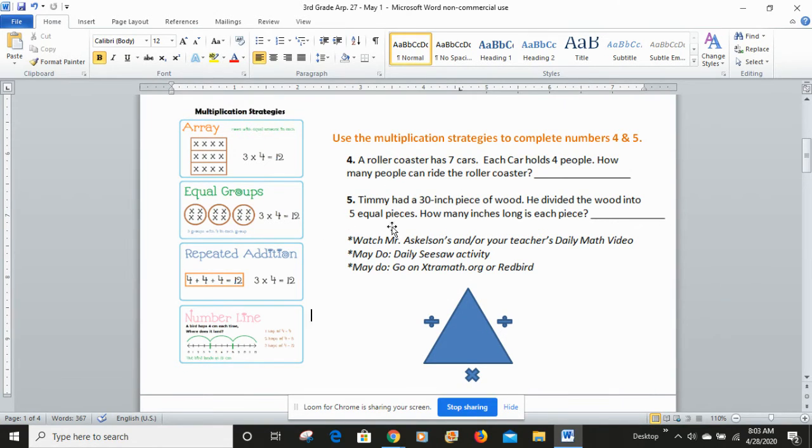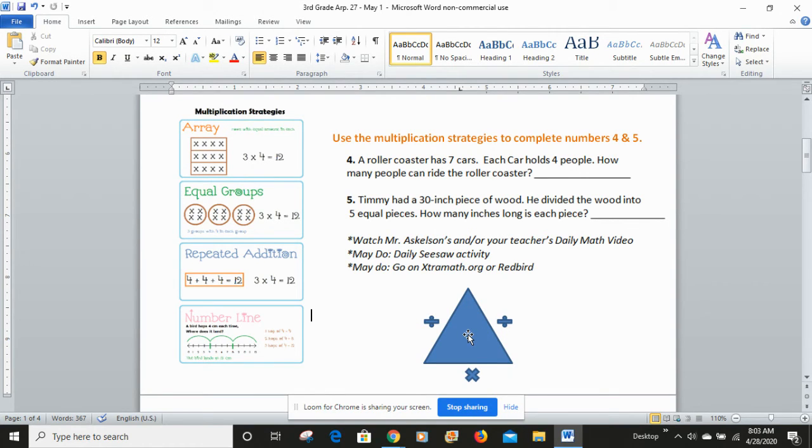Number 5 says, Timmy has a 30-inch piece of wood. He divides the wood into 5 equal pieces. How many inches long is each piece? Another strategy that is kind of helpful in deciding what it is you're going to do to solve an equation is go back to that math mountain like you used in first and second grade.